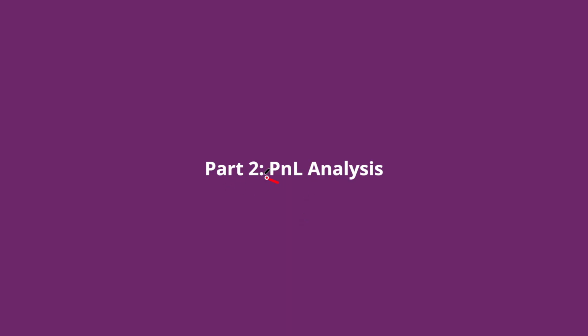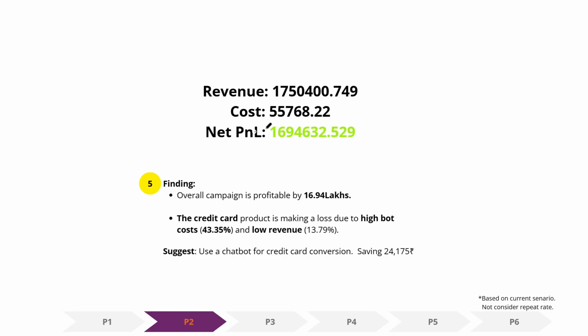Now understand the P&L analysis, which means profit and loss analysis. In this analysis, we notice the revenue is this and the cost is this. Then overall we are in positive, so we show that in green color. We create 16.94 lakh revenue, and overall the credit card product is making a loss due to the high bot cost.